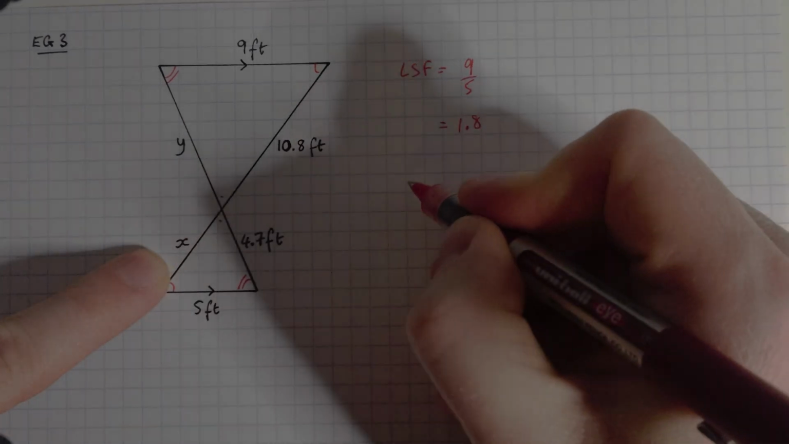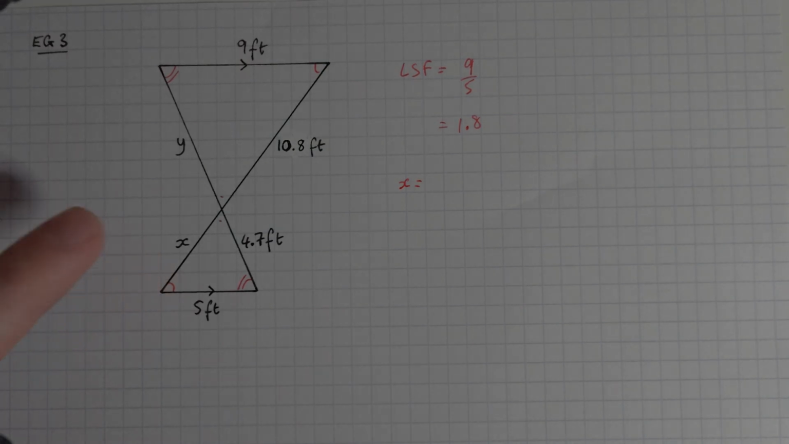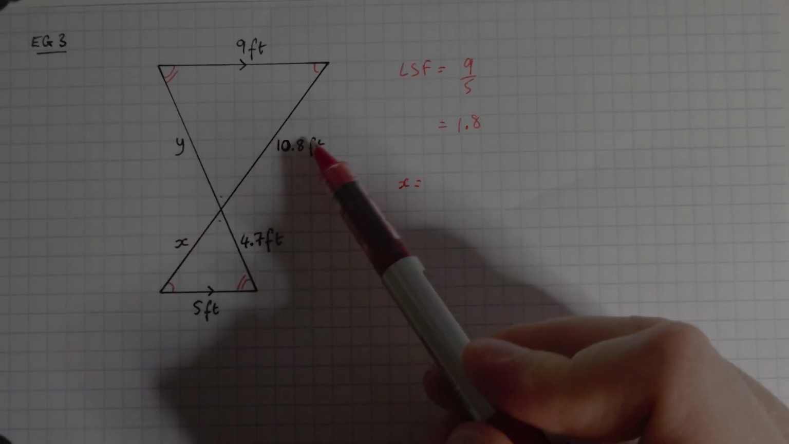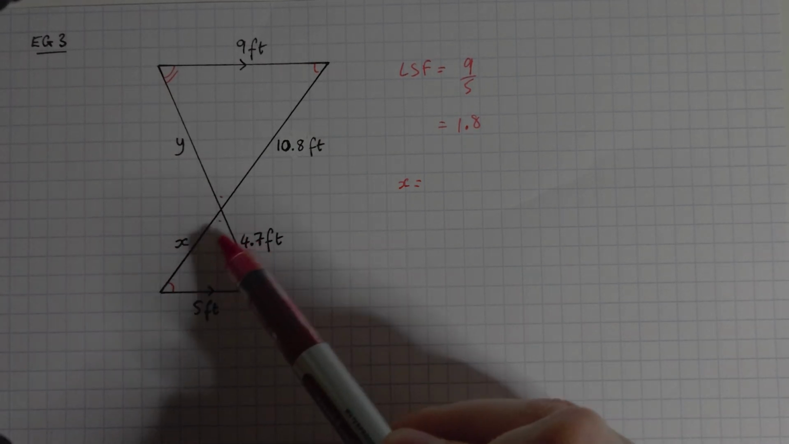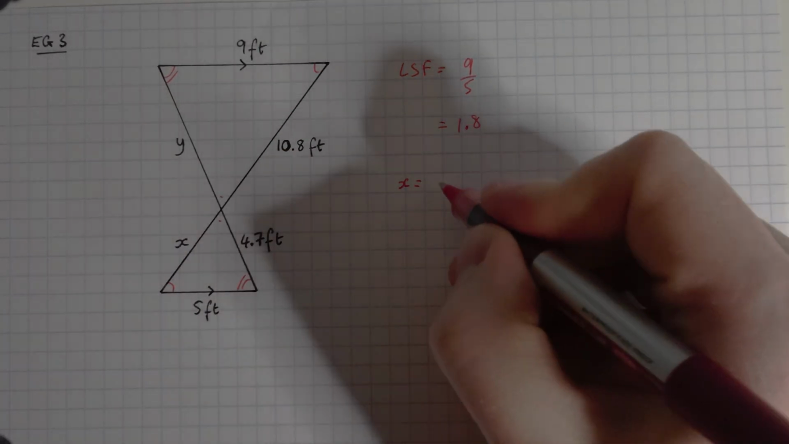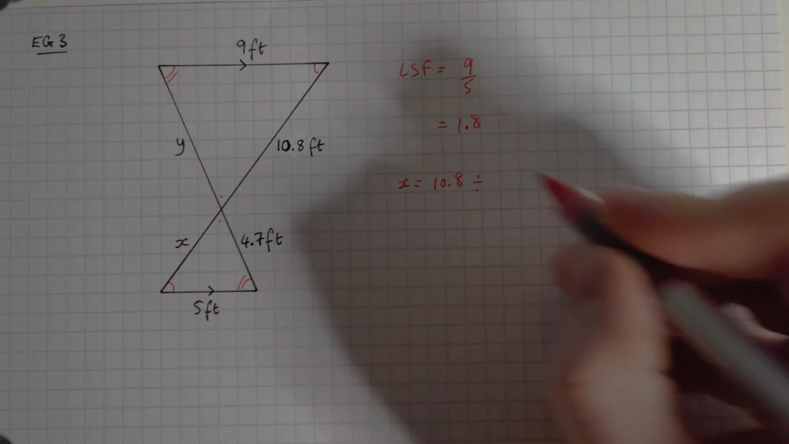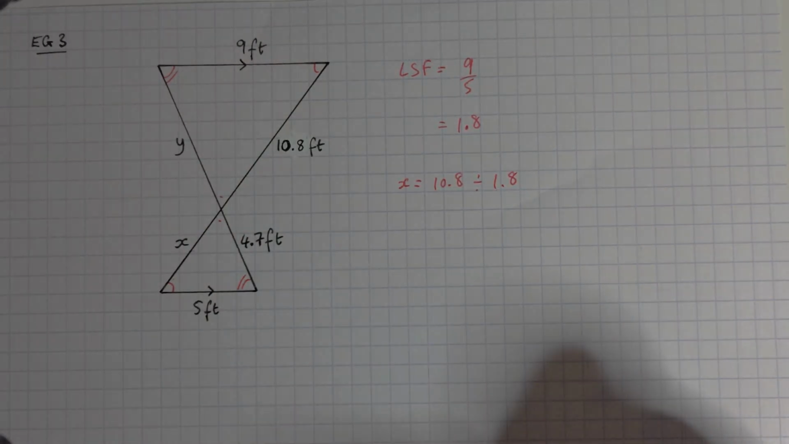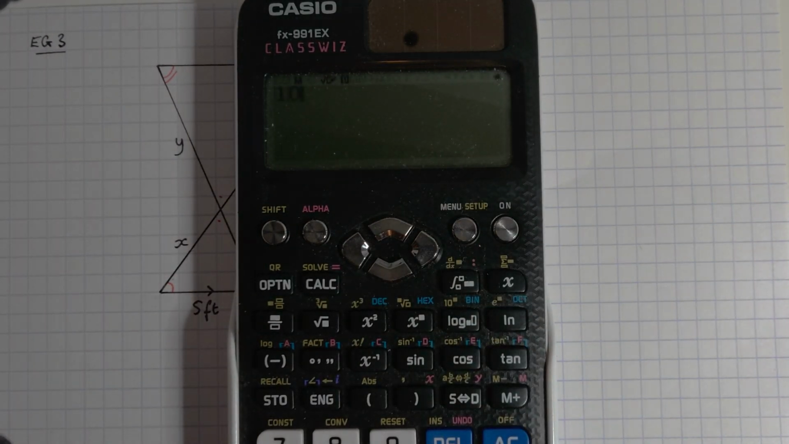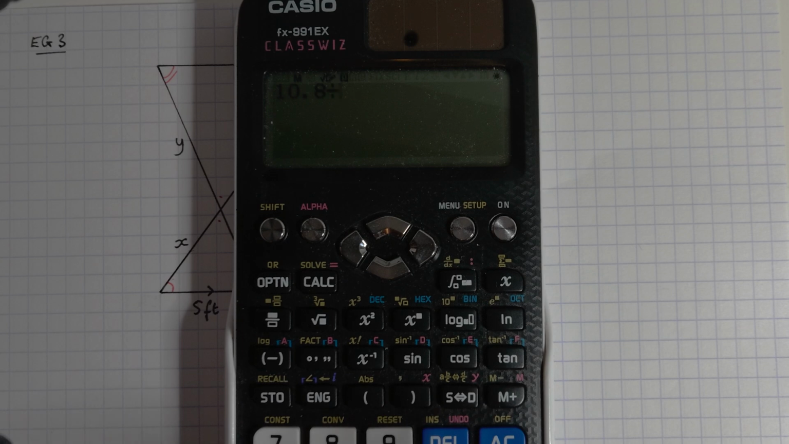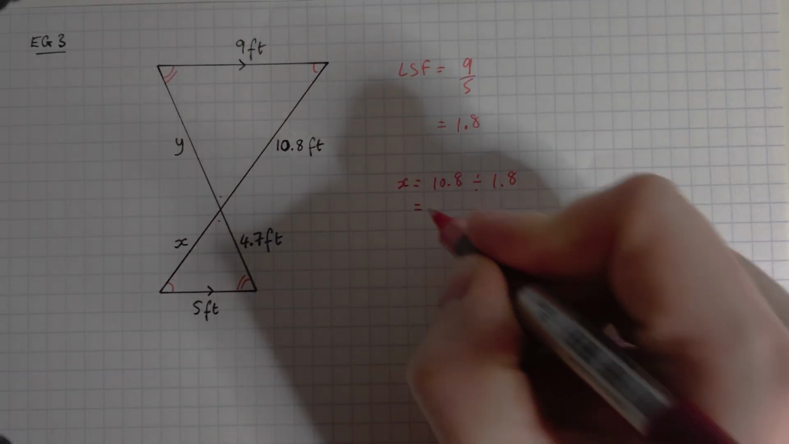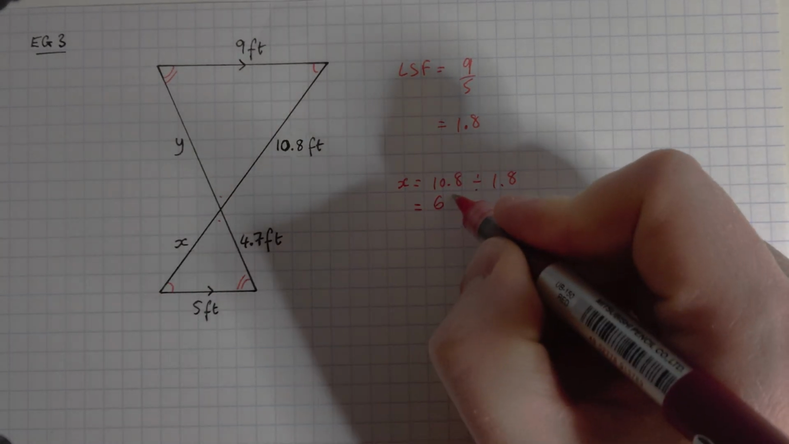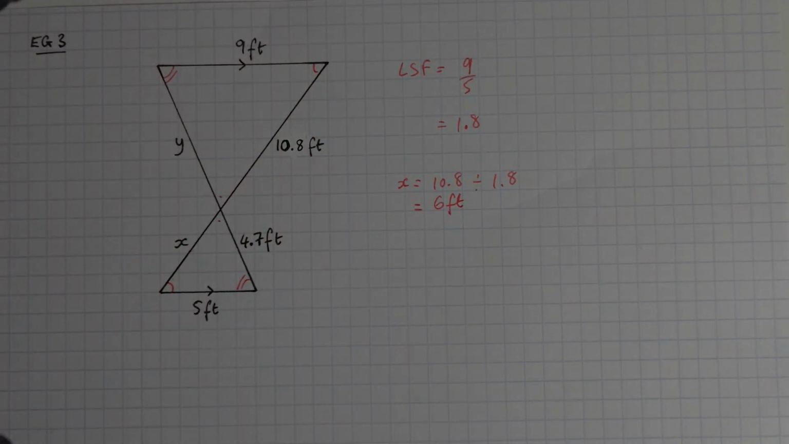X is on the little triangle, so to get X I need to do a division. Be careful, X links to this one here. It's the 10.8 that links to the X, because can you see it's single arc to dot, single arc to dot. So I've got to do 10.8 divided by the scale factor. I might do a calculator for this one. So 10.8 divided by 1.8, 6, exactly 6. So I know that X is 6 feet in this question, slightly different units.